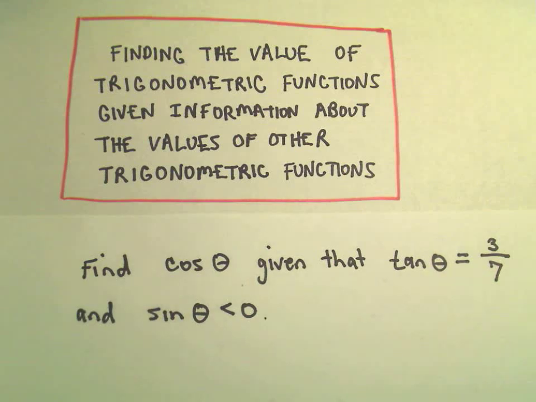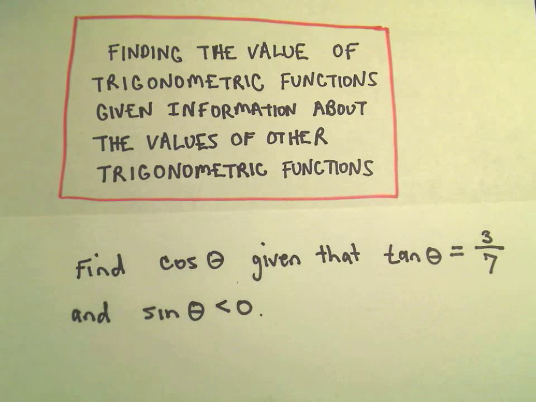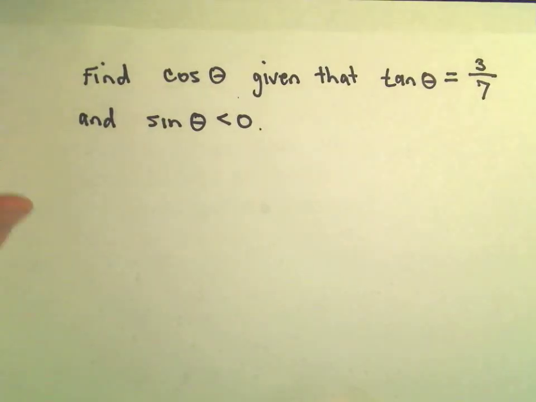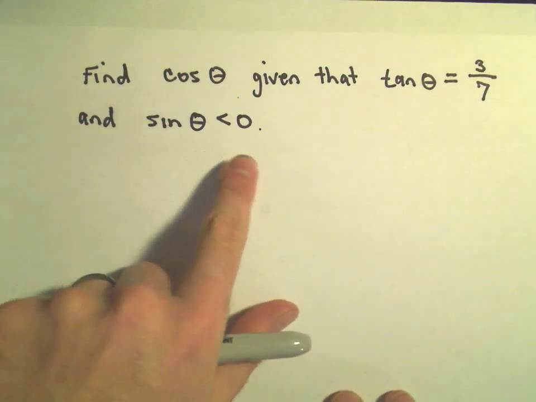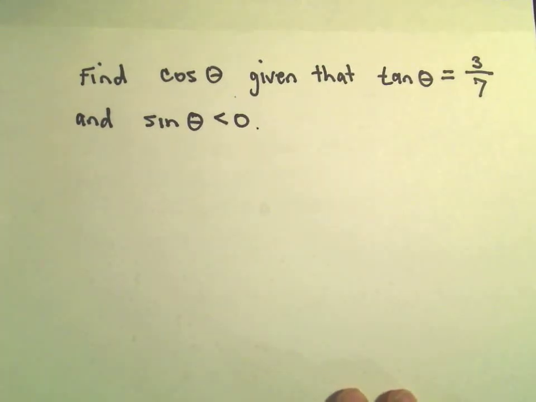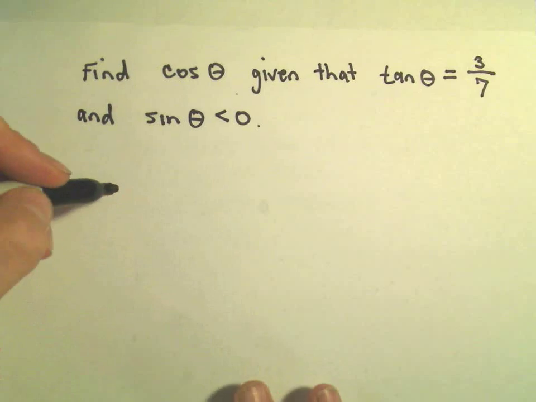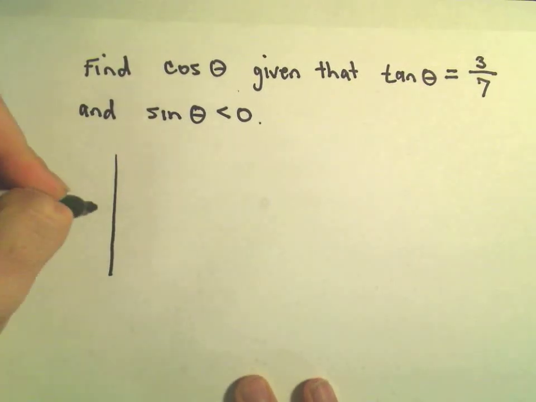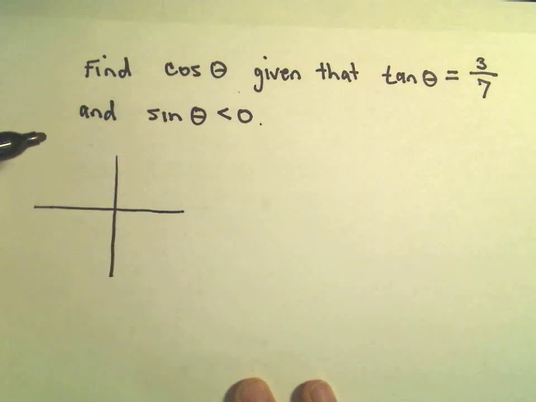Alright, so one more example here about finding the value of a trig function if we're given a little information about some of the values of the other trig functions. So we want to figure out cosine of theta given that tangent of theta is 3 over 7 and also that sine of theta is less than 0. So a couple things here. The first thing is I'm going to figure out what quadrant my angle theta is in.